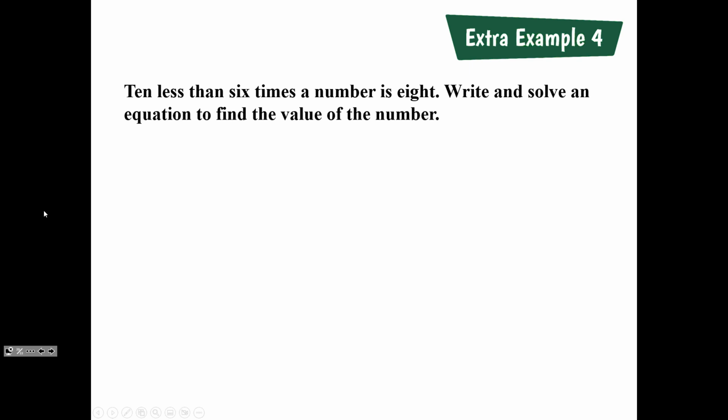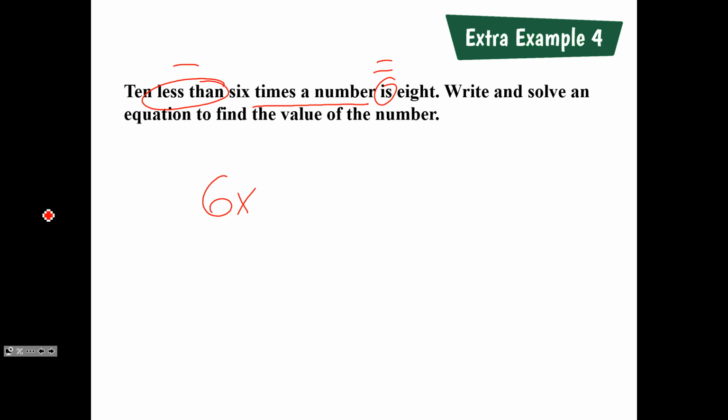So 10 less than 6 times the number is 8. Remember, we find our keywords. Less than is a keyword, times a number is a keyword, and is is a keyword. So what does less than mean? Minus. What does times a number mean? You're multiplying by your x, right? And then what does is mean? Equals. So we're going to start with what we're multiplying our variable by, right? So the part that says a number. So what would we write for 6 times a number? 6x would be times a number.